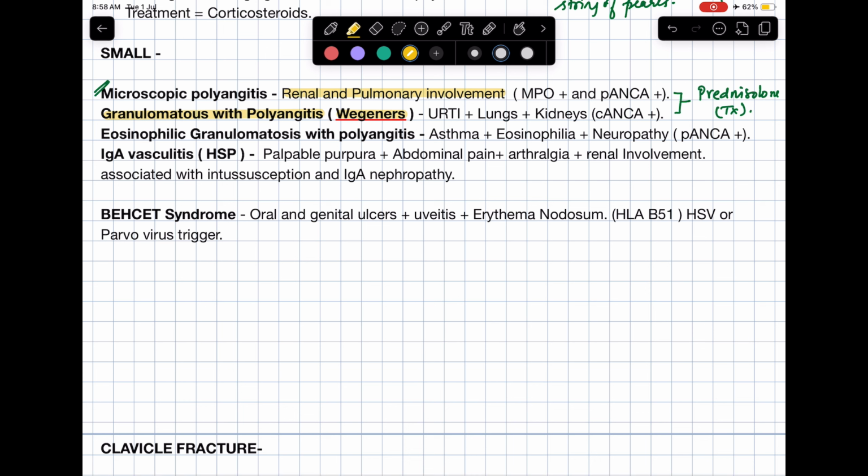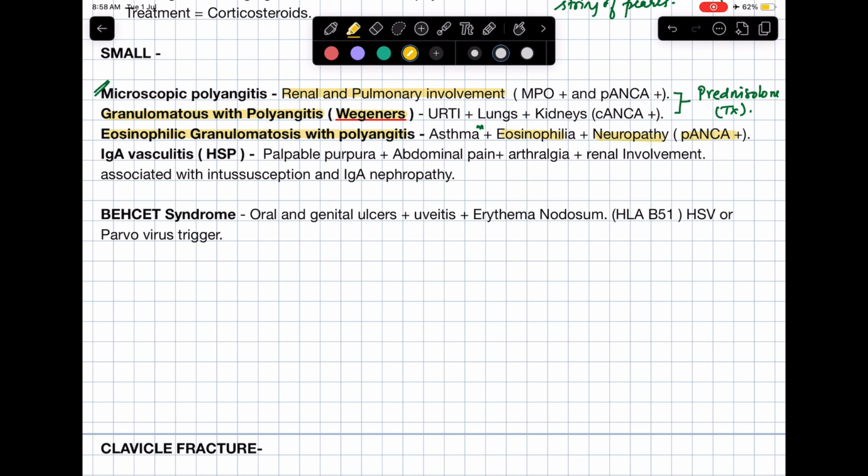Next is Churg-Strauss disease or eosinophilic granulomatosis with polyangiitis. In this disease, you have to make sure that eosinophilic involvement should be there. There has to be a history of asthma or ongoing asthma, and neuropathy would be seen. p-ANCA would be positive and the treatment would be corticosteroids.